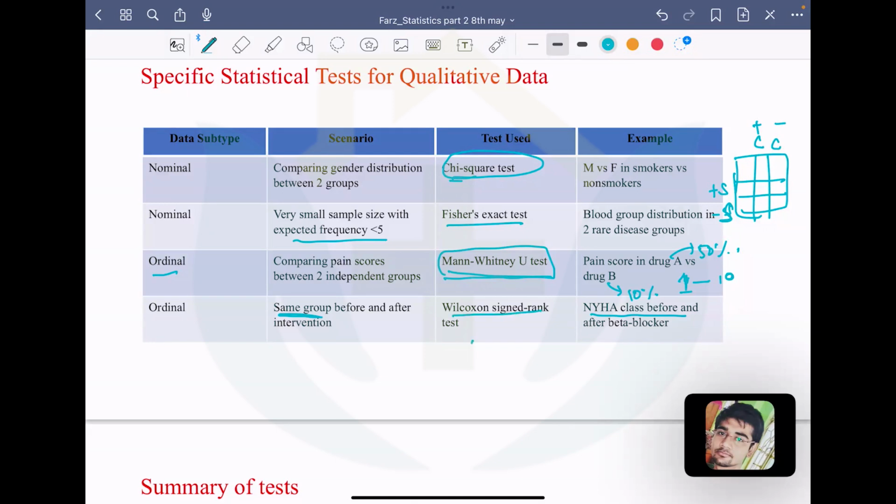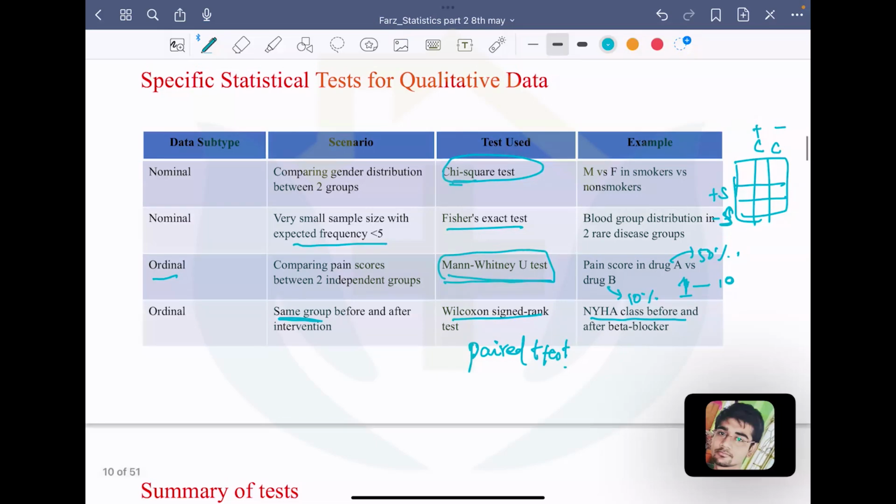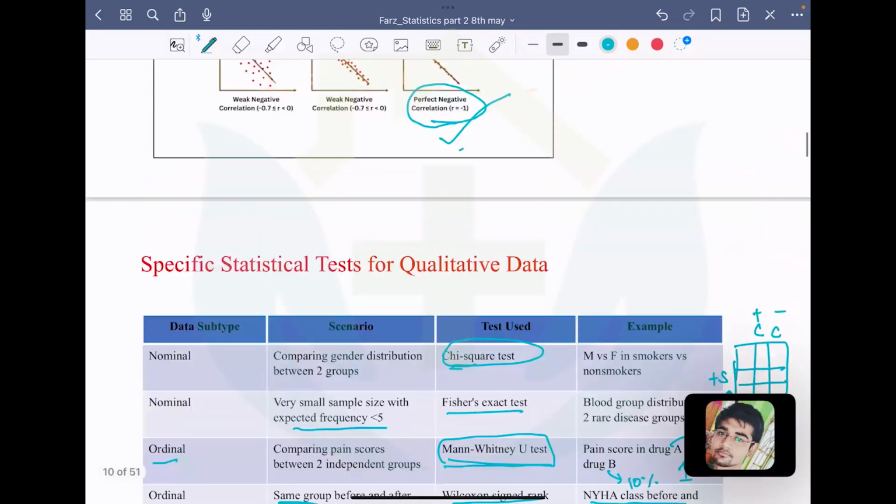It is similar to the paired t-test, right? Paired t-test in the same group. It is like a paired t-test. So make sure that you will definitely be tested on these questions.